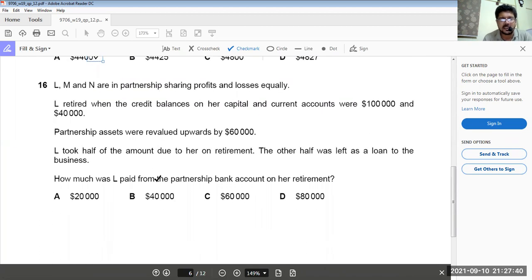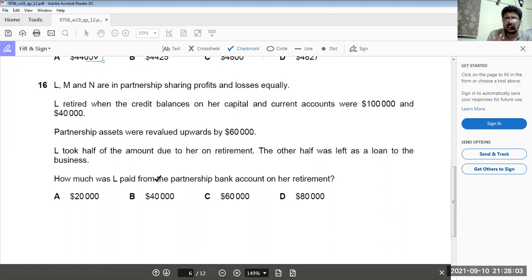L, M, N, and R are in partnership. L retired when the credit balance of the capital and current account was 100,000 and 40,000. Partnership assets were revalued up by 60,000. L took half of the amount due to her on retirement. The other half was left on as a loan to the business. How much was L paid from the partnership bank account?